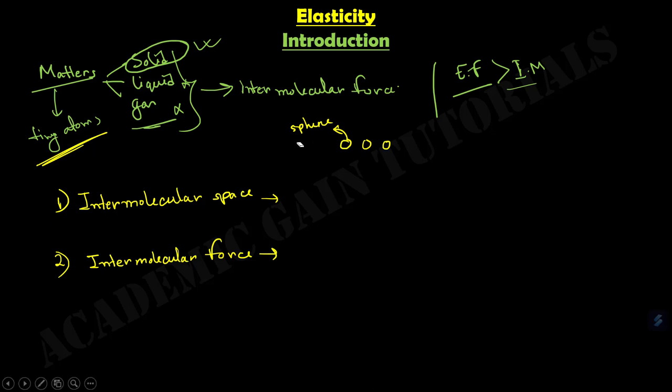During the formation of matter, these molecules stay close to each other, so it will look like this, with a tiny space between them. When these molecules stay close to each other, we have some vacant space between them. This vacant space between molecules is called intermolecular space.